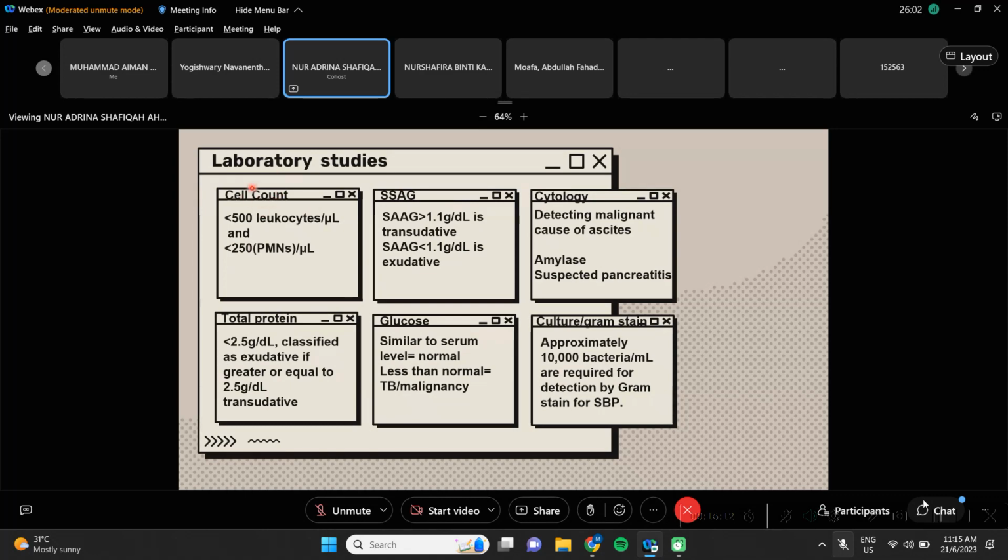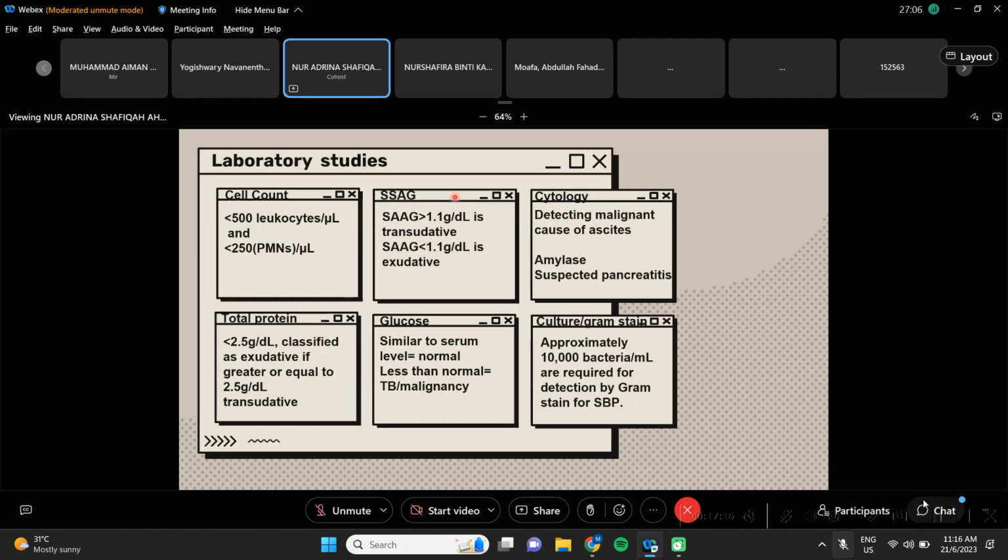So for cell count, as you can see here, in normal studies we have less than 500 leukocytes per microliter, and polymorphonuclear cells should be less than 250. Based on an article I read, if polymorphonuclear cells are more than 250, it could be suggestive of spontaneous bacterial peritonitis, SBP. And moving on to SAAG, I'll explain in more detail after this. If SAAG is more than 1.1 g/dL, it is transudative, and if SAAG is less than 1.1, it is exudative.